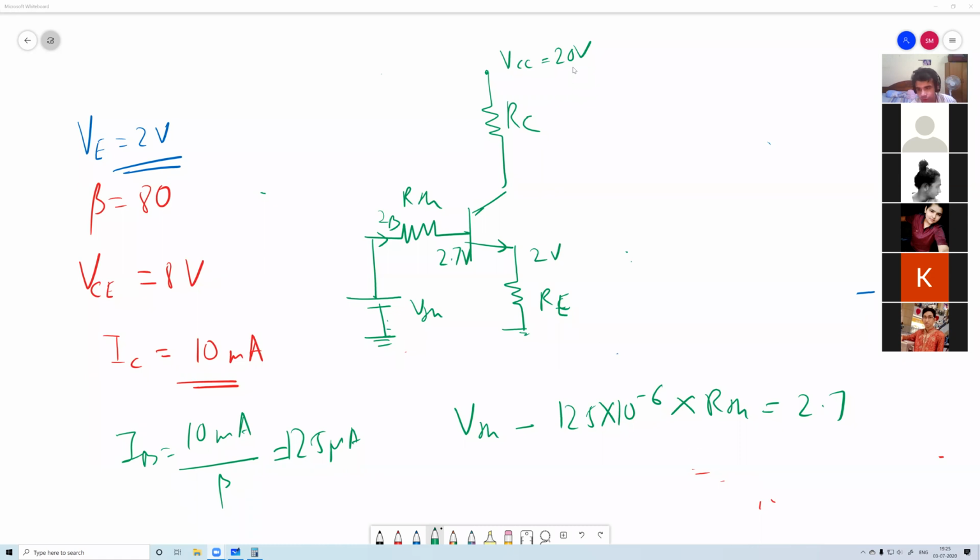So this is the first equation. And how to get the second equation?